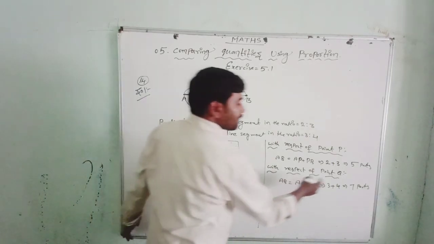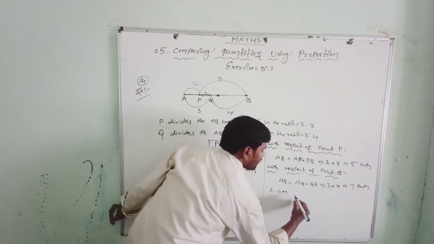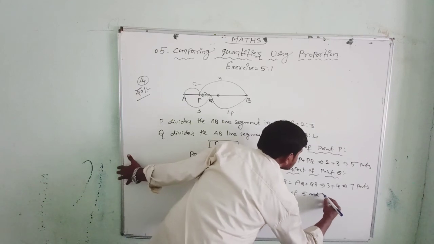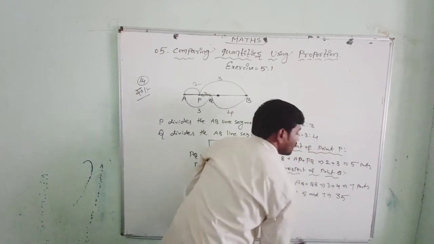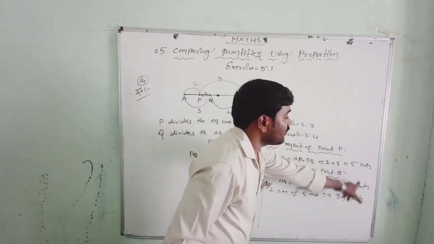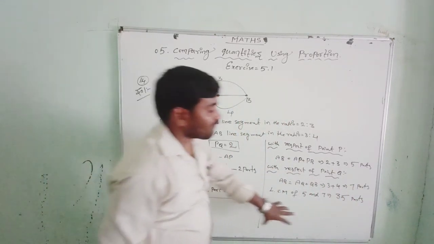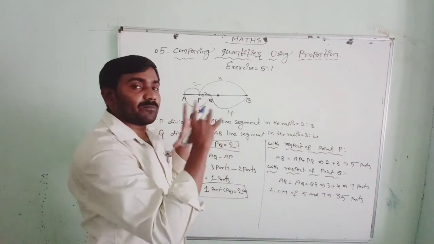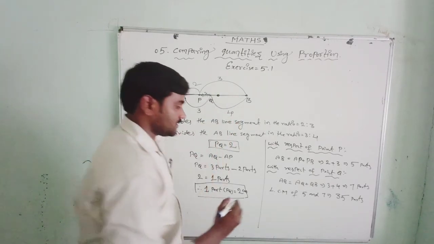Now the LCM, least common multiple, of 5 and 7 equals 35. That equals 35 parts. If you take the LCM of these two, you will get the total number of parts. 5 into 7 is 35. That means there are 35 parts on the AB line segment.